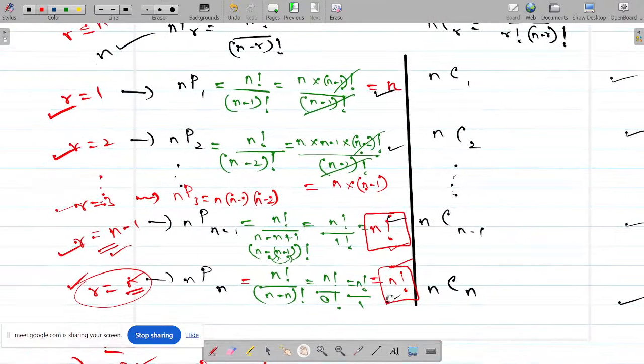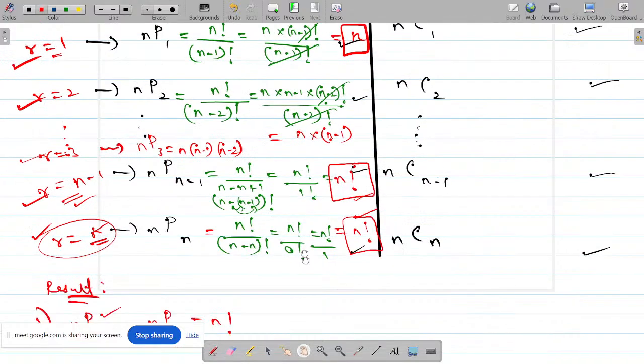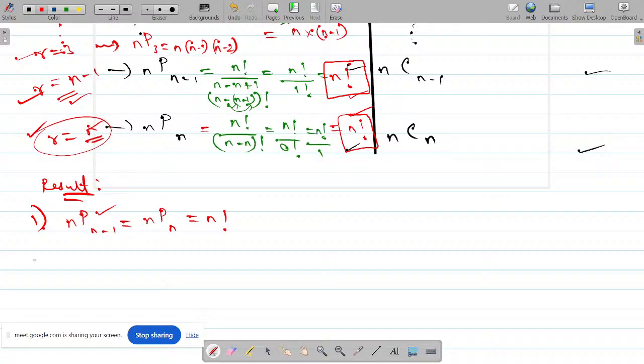And also this one, we have done the first case, which I am making a box now. When r is equal to 1, the value is n itself. So this is Result 2. nP1. Don't write it as nPr, then r is equal to 1. We want the final result. So nP1 is n itself.